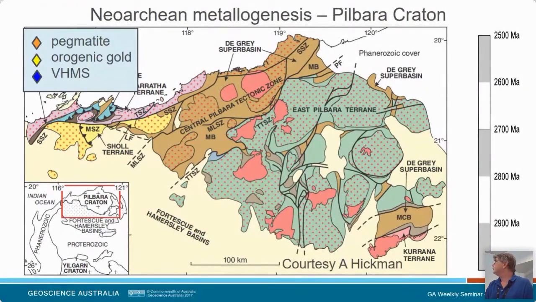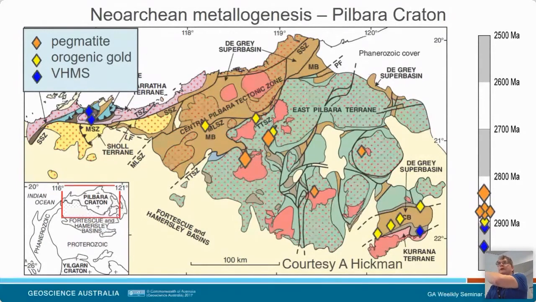If we go to the younger part of the Pilbara, i.e. after about 3 billion years, we actually see a slightly different pattern. Okay, so you start with VHMS deposits. Then you go to orogenic gold deposits, and you're starting to see a pattern. They're close together. And then you go to the pegmatite deposits. So you see that system that we talked about before of early VHMS deposits, middle orogenic gold deposits, and then late pegmatite deposits. Okay, so I want you to clue into that, and we'll see a couple of examples of this as we move on.